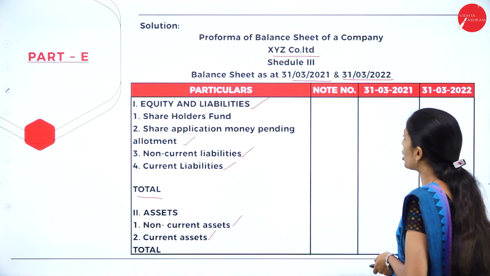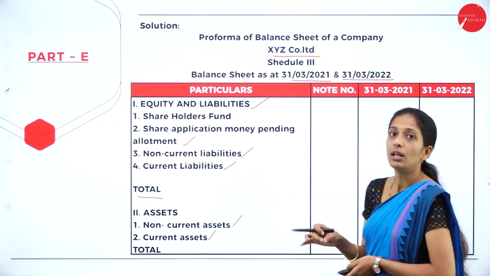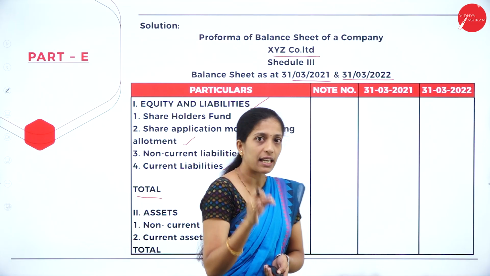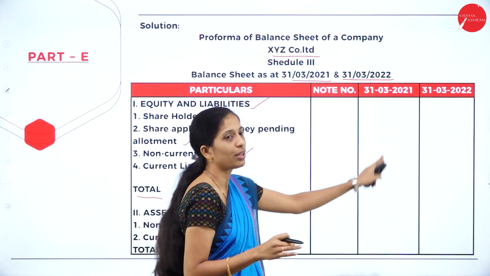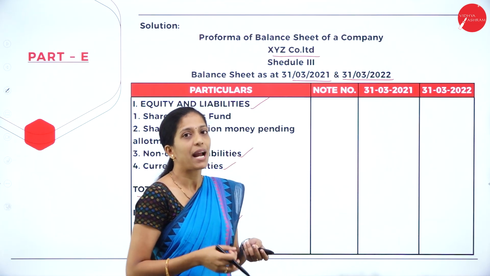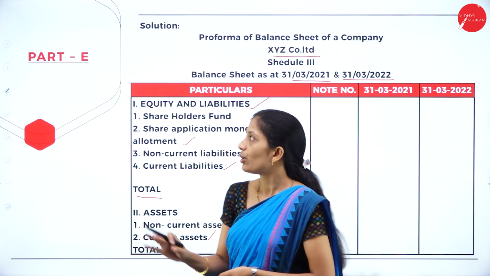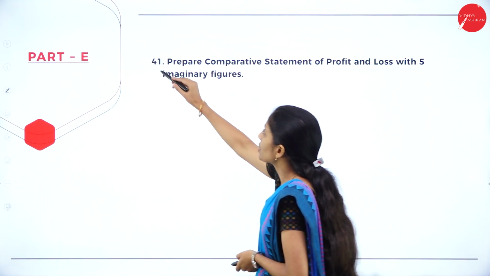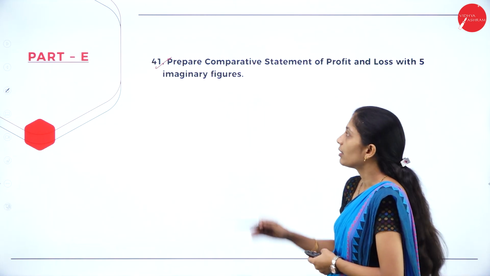No need to write the amount because they have not told to prepare the balance sheet with the imaginary figures. Suppose if they tell with the imaginary figures, then you have to record the amount here, that is imaginary amount. Okay, so only this much for 5 marks. Next, last question, 41 question.